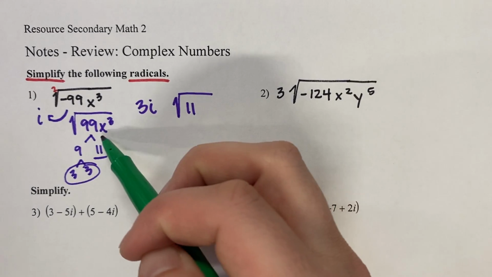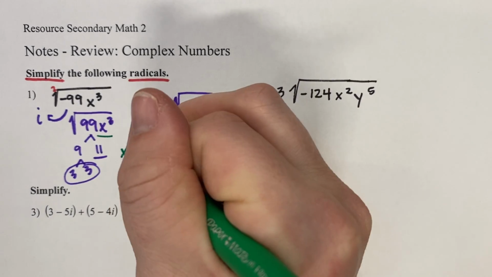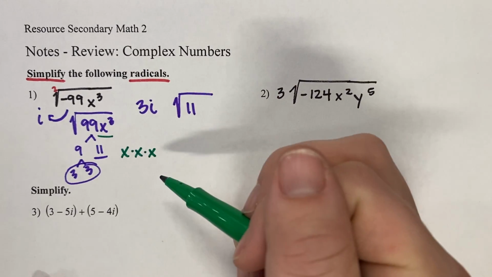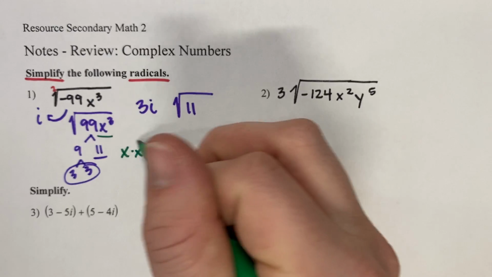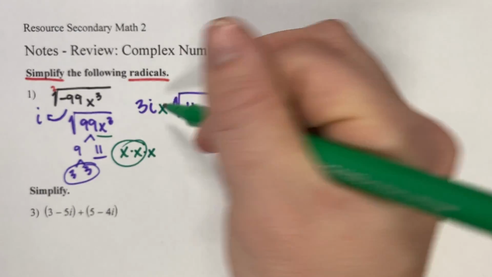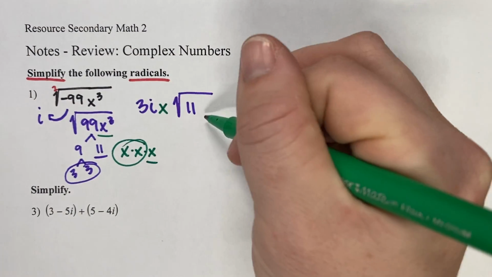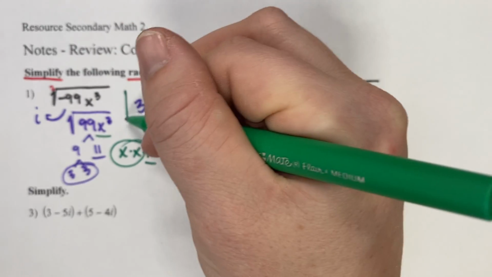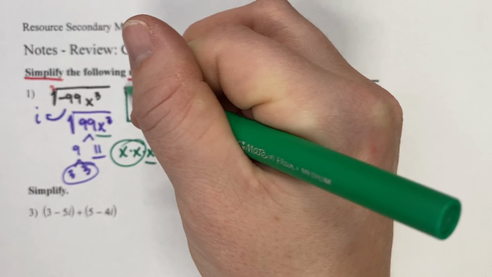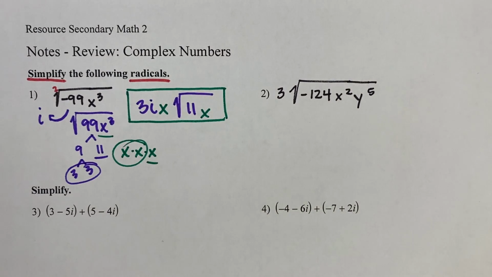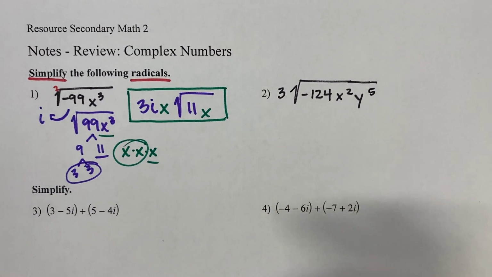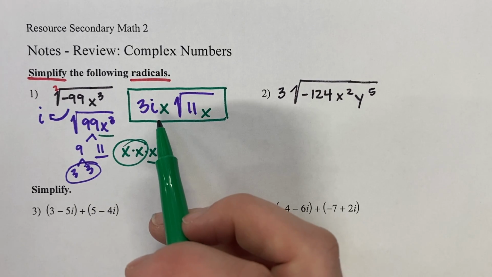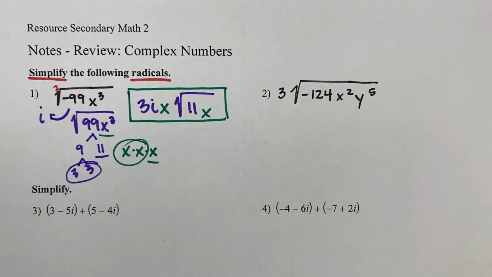Now we look at our variables. We have x cubed, or in other words, x times x times x. We know that there's an odd number, so we can take two of these. They create one pair of x's, and one x is left inside. So our final answer is 3i x square root of 11x. Another way we could write this is 3xi square root of 11x. i acts like just another variable here.